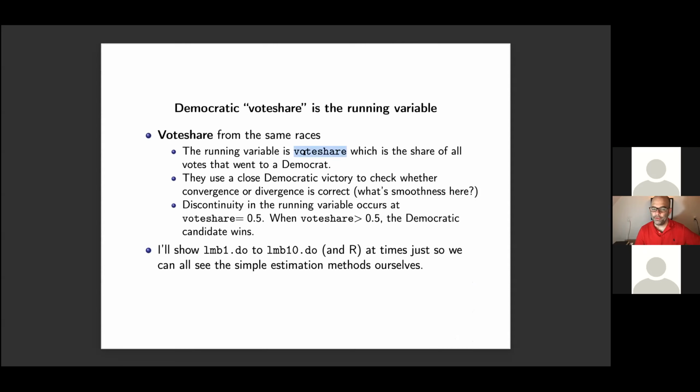The running variable is vote share, the share of all votes that went to a Democrat. They're going to use the close victory design to check whether there is convergence. The discontinuity is at vote share equal to 0.5. This is the rule, the cutoff: if the Democrat wins more than 0.5 of the vote, then the Democrat wins. Otherwise, the Republican wins. I've got several do files and several R files that will implement this estimation. You can go along with me in just a second.